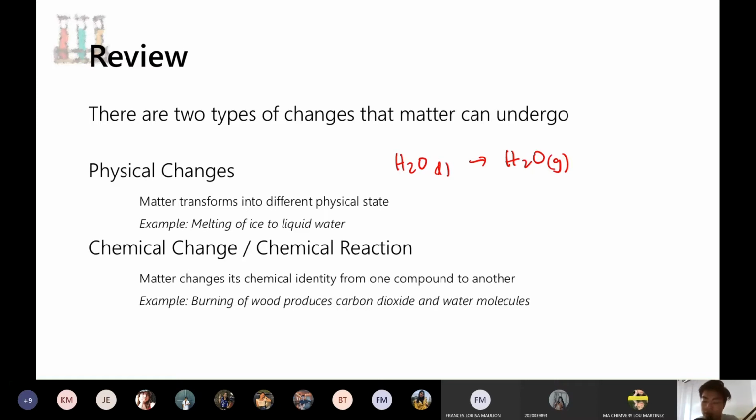No? So let's take for example, the burning of glucose. Kunwari, kumakain kayo ngayon, no? Sana all, no? Mamaya pa ako kakain eh.